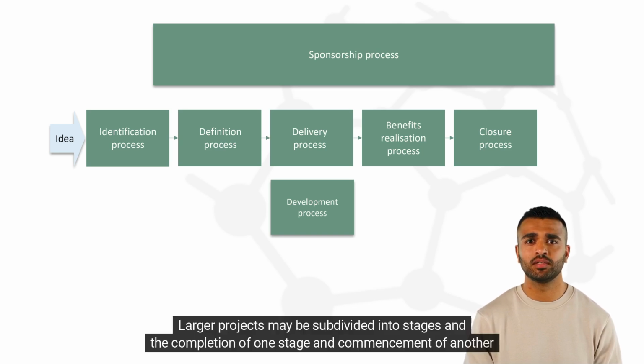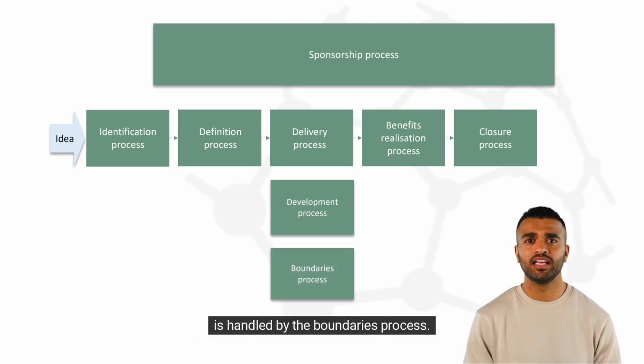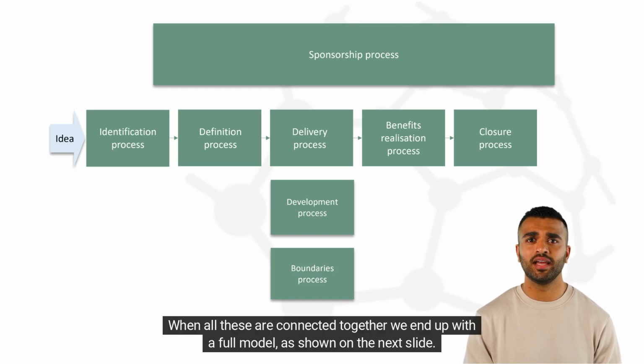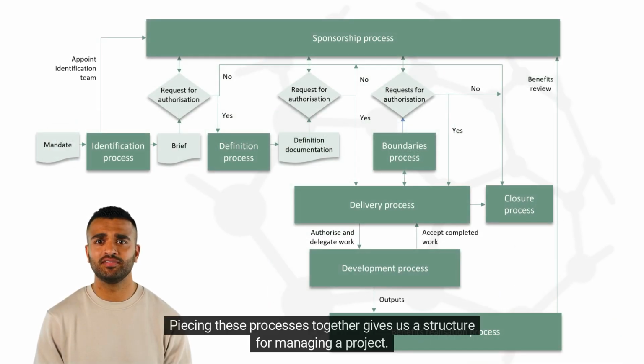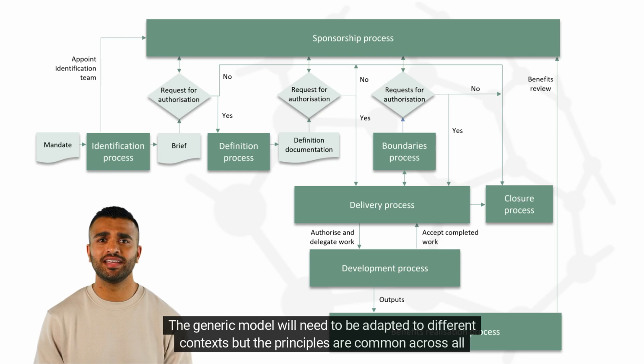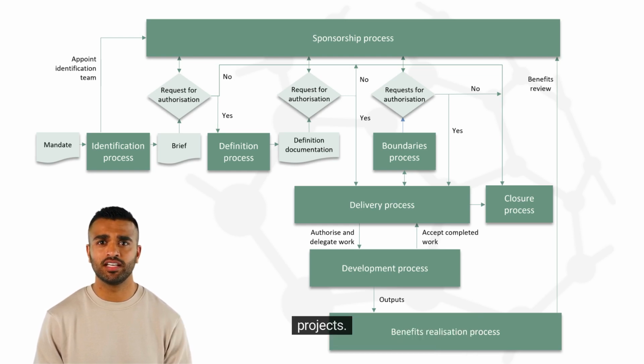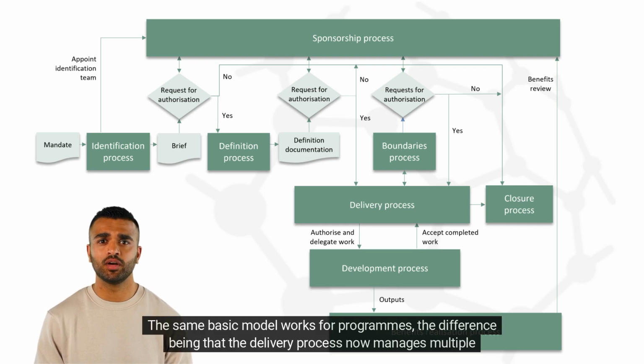Larger projects may be subdivided into stages, and the completion of one stage and commencement of another is handled by the boundaries process. When all these are connected together, we end up with a full model, as shown on the next slide. Piecing these processes together gives us a structure for managing a project. The generic model will need to be adapted to different contexts, but the principles are common across all projects. The same basic model works for programs.